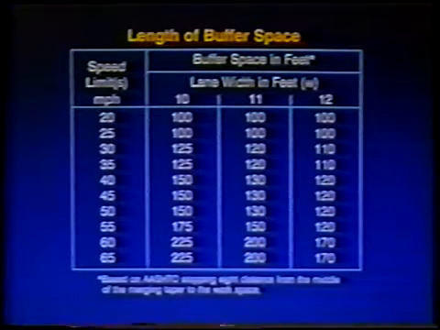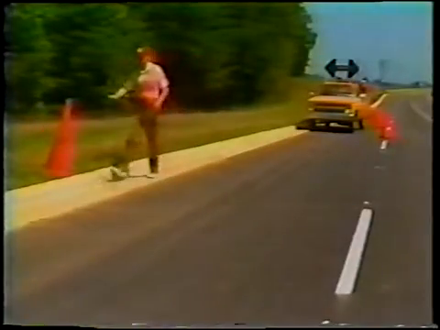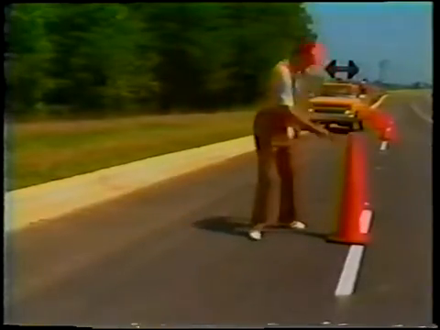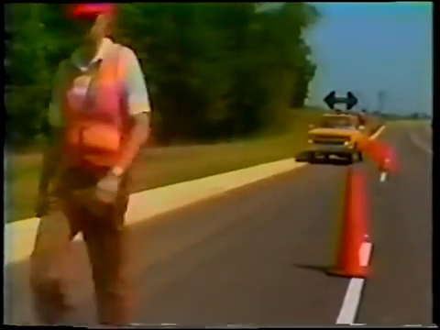The length of the buffer space is based on the stopping sight distance for the speed being considered. The table shows the length of the buffer space for various speeds. This will provide adequate distance to allow the vehicle to stop before entering the work area. The length of the buffer area is measured from the end of the transition area. It is important for the buffer space to be free of equipment, workers, materials, and vehicles.